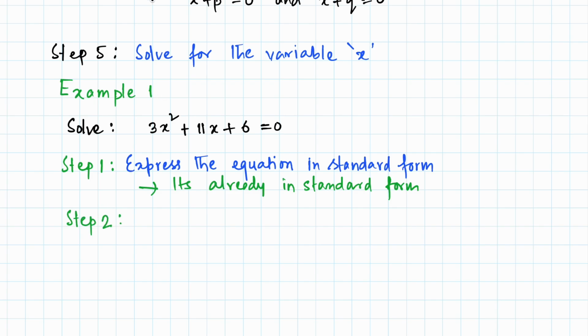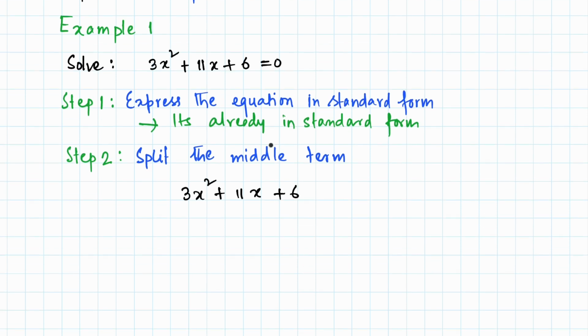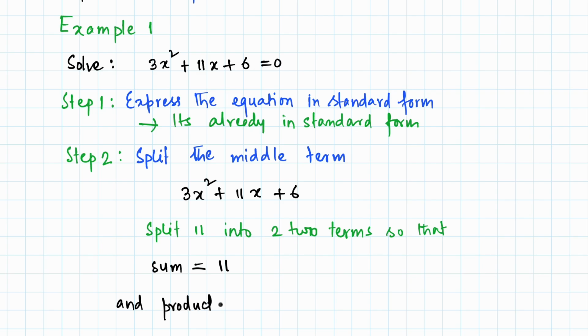So step 2, we have to split the middle term. What does this mean? Splitting the middle term means we have to take two numbers such that the sum of the two numbers is equal to the middle term, and the product of the two numbers will be equal to the product of a and c of the given equation. So split 11 into two terms so that the sum is equal to 11 and the product is equal to 3 times 6, that is equal to 18.